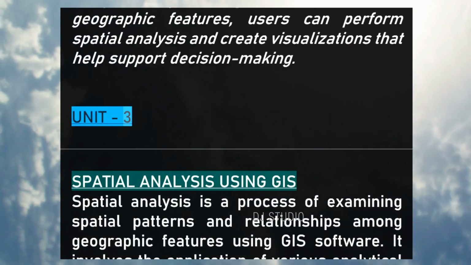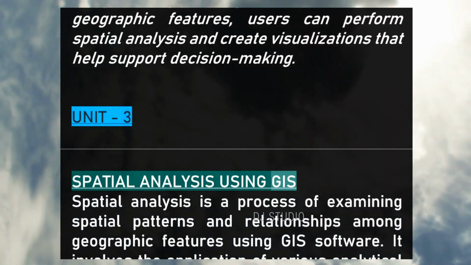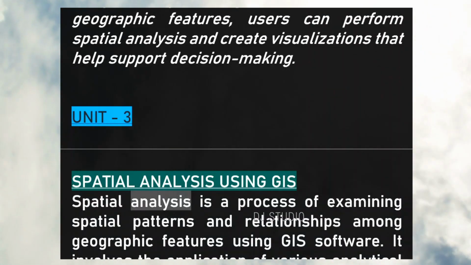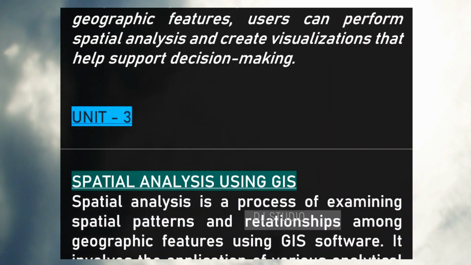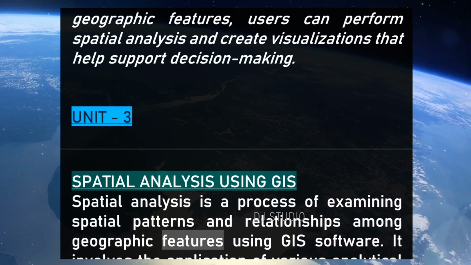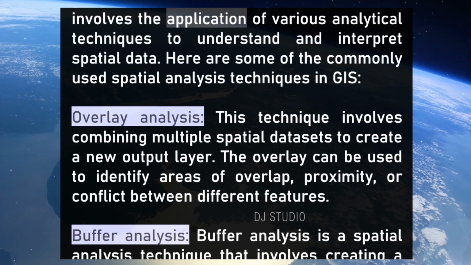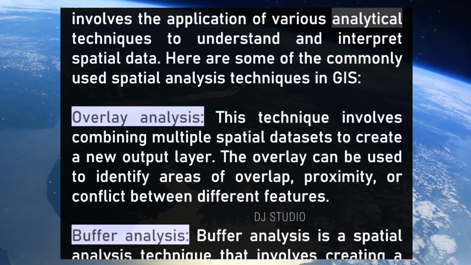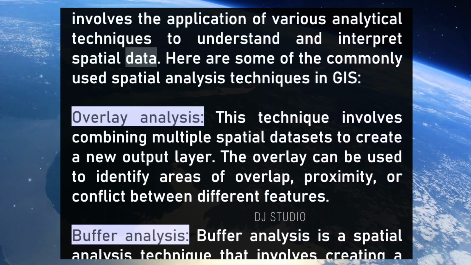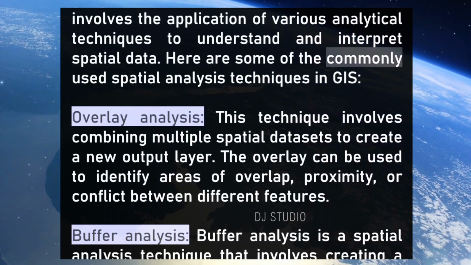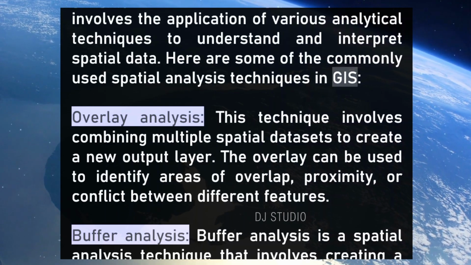Unit 3. Spatial analysis using GIS. Spatial analysis is a process of examining spatial patterns and relationships among geographic features using GIS software. It involves the application of various analytical techniques to understand and interpret spatial data. Here are some of the commonly used spatial analysis techniques in GIS.